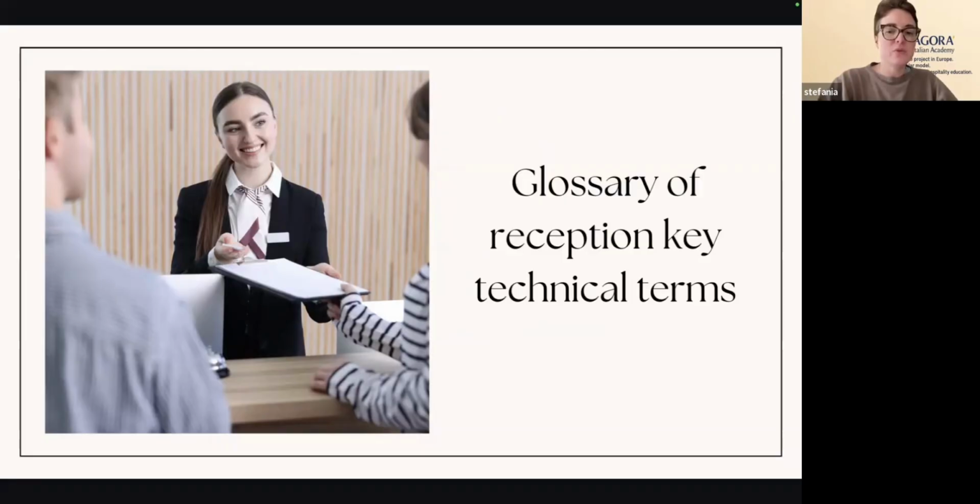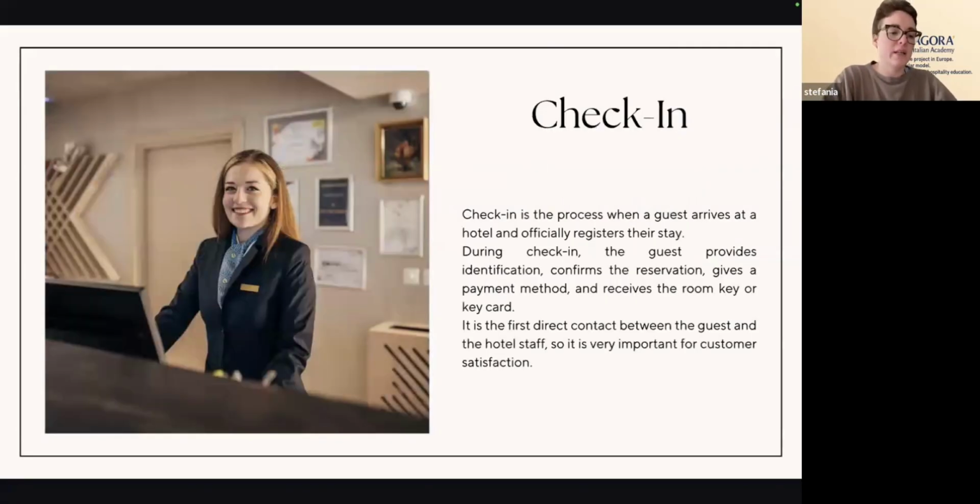Okay, so we are going to see the main reception key technical terms. I think that some of these you have already heard and you already know what they are, but it's good to see them again. Check-in.